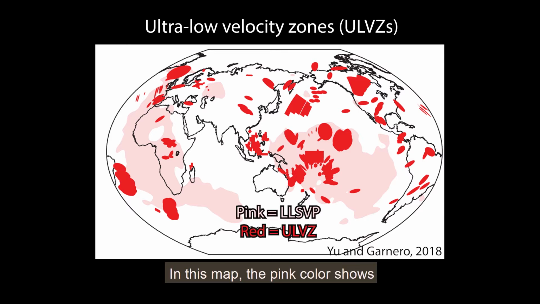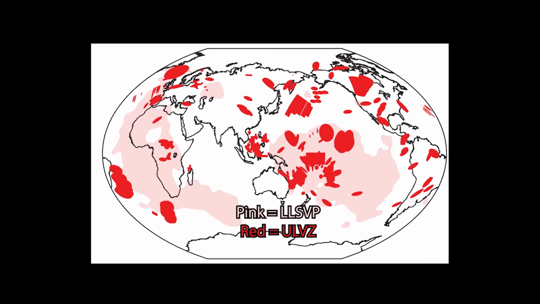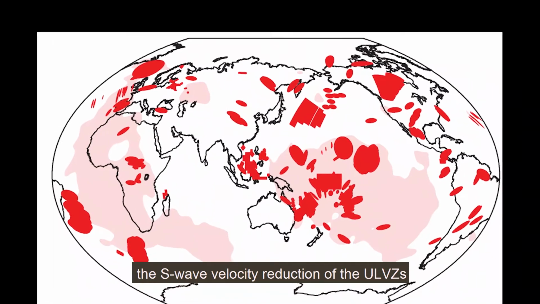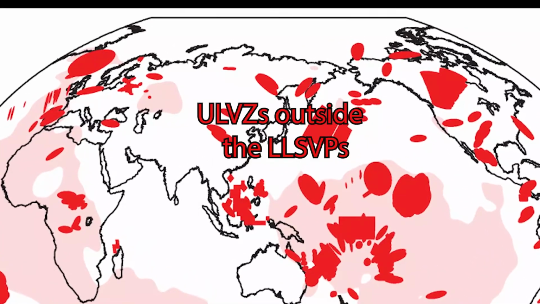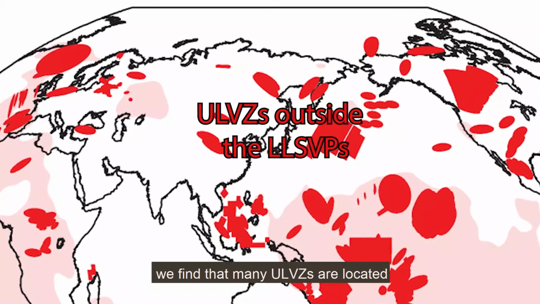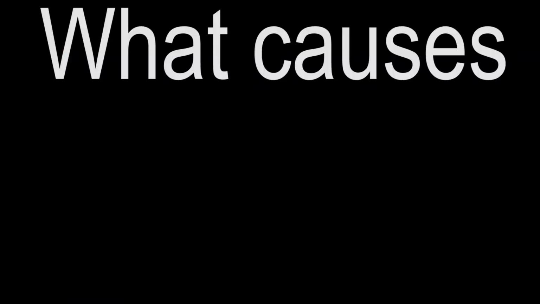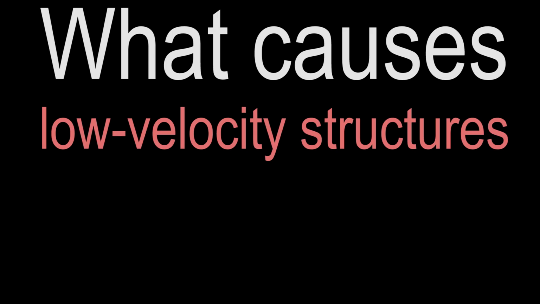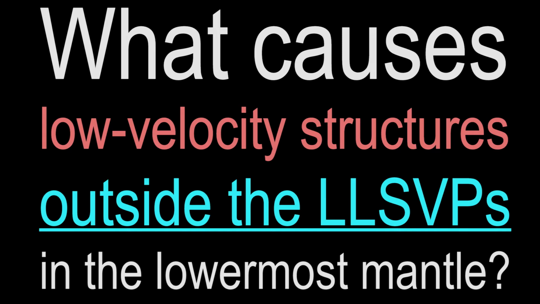In addition to the low-velocity structures, seismologists have also found ultra-low-velocity zones, or ULVZs, above the core-mantle boundary. In this map, the pink color shows the locations of the two LLSVPs, and the red patches show the distribution of ULVZs. The S-wave velocity reduction of the ULVZs can be as high as 30%. We find that many ULVZs are located outside the two LLSVPs.